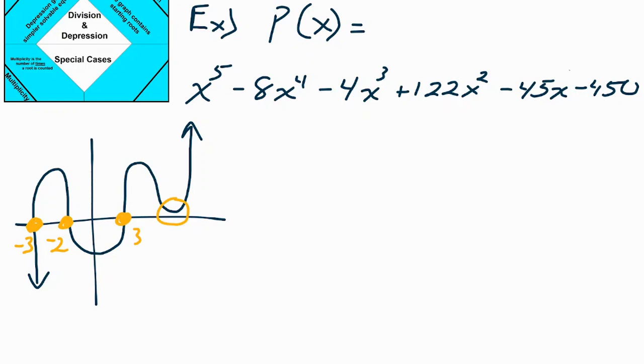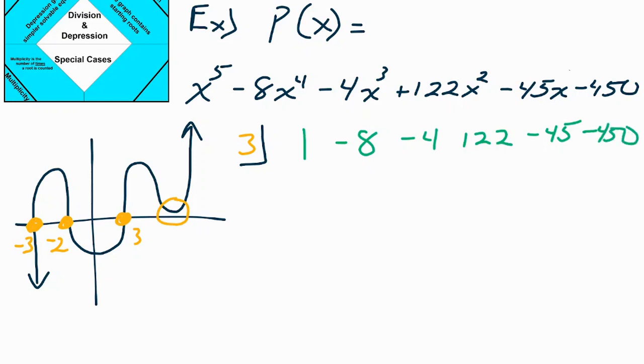So it's time to start dividing. And remember, you just need to pick one of the roots to start with. I like the number 3. It's positive. So I'm going to start dividing with the number 3. I hope that you're using your coefficients to create your division problem. I'm not going to overwhelm with a lot of circles and stuff, but 1, -8, -4, 122, -45, and -450.